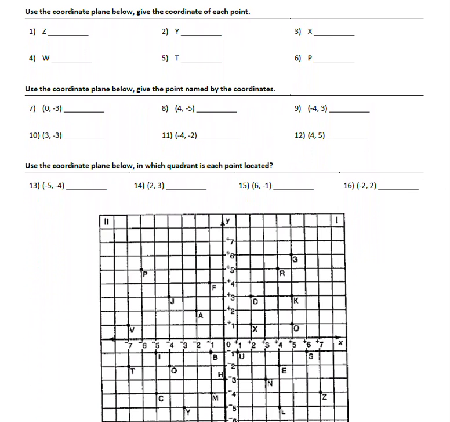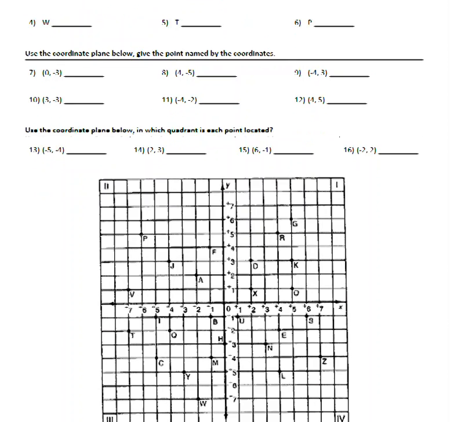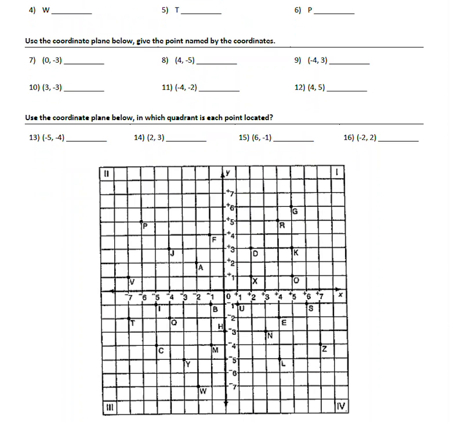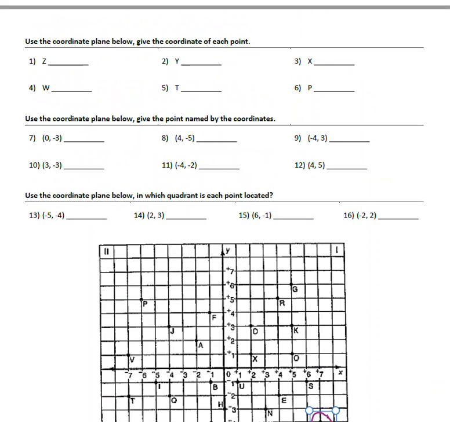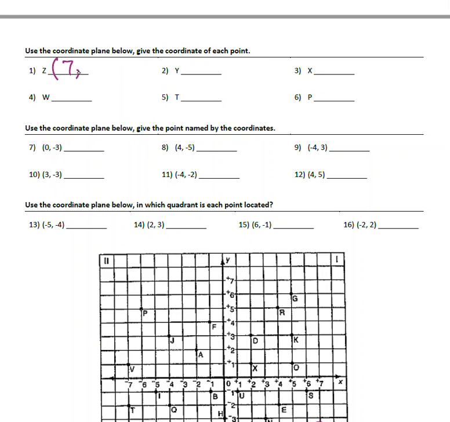Looking down at your problems, it says use the coordinate plane below to give the coordinate of each point. Remember, whenever you do the coordinate plane, you have to go side to side first and then up and down. So when we look at number 1, I'm trying to find the letter Z. Here is the letter Z. To get to that point, I need to go over to 7, and then down to -4. So my point for that one is 7, -4.